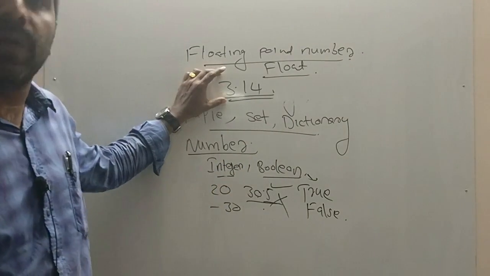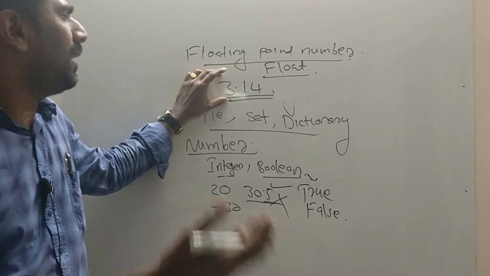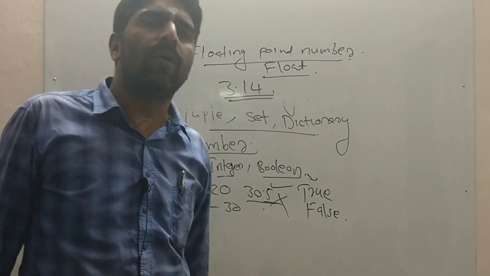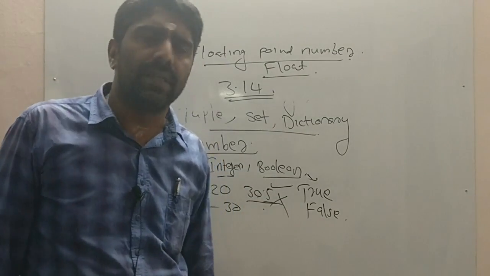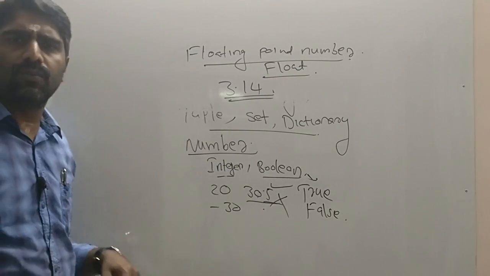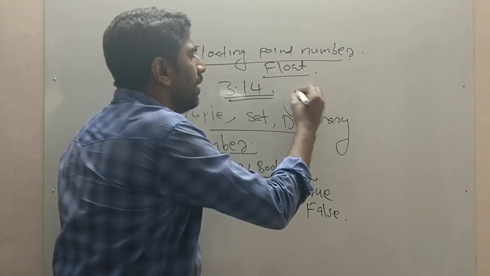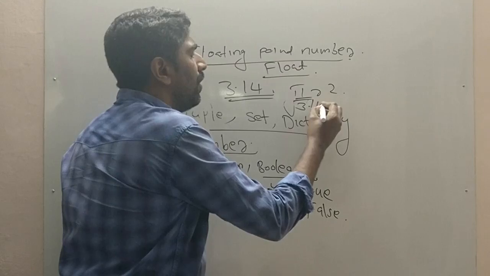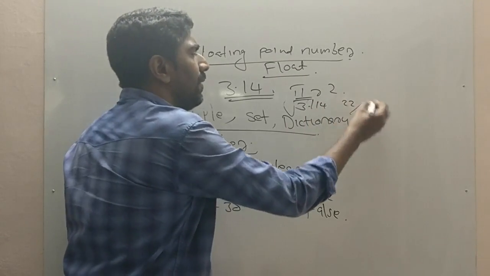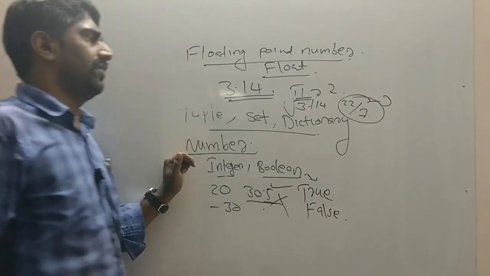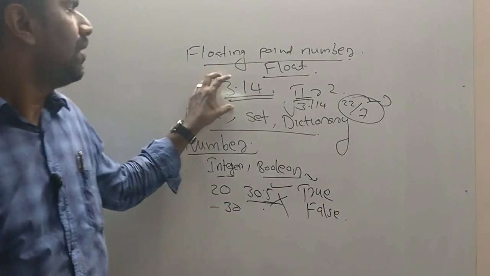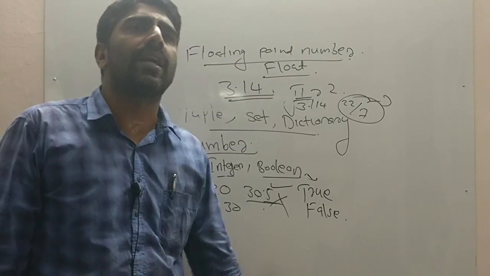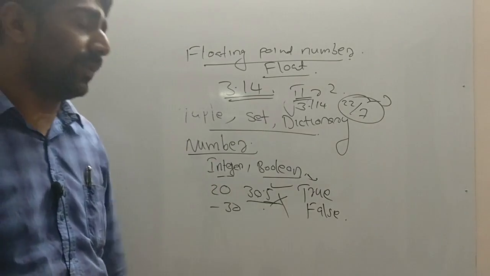Suppose you want to input any float, any fractional number, at that time you can use the float data type. For example, write a program to find the area of a circle. What is the equation? That is pi r squared, right? The value of pi is 3.14, otherwise we can write 22 by 7. That means it has a fractional part. So in this case, which data type can we use? That is the float data type.